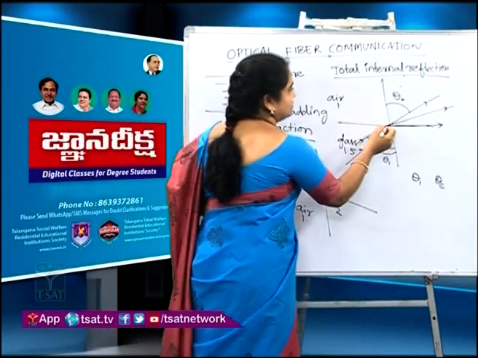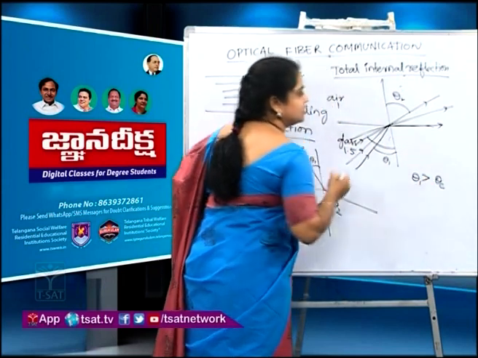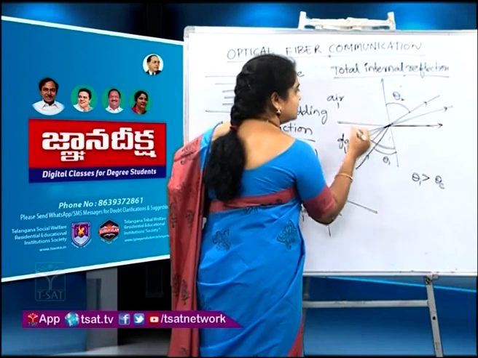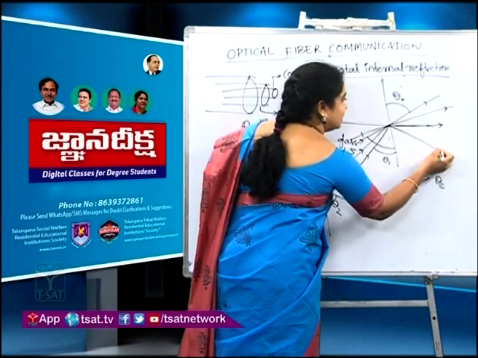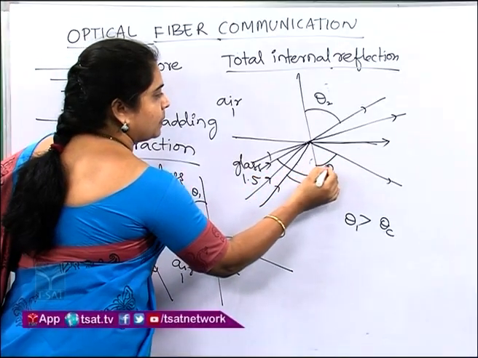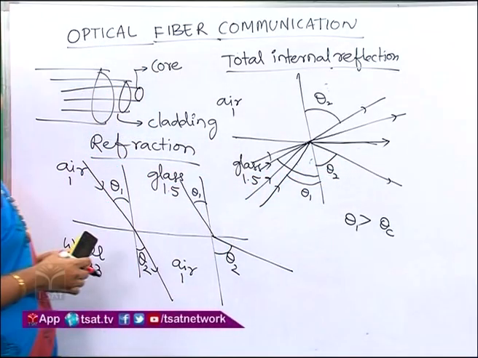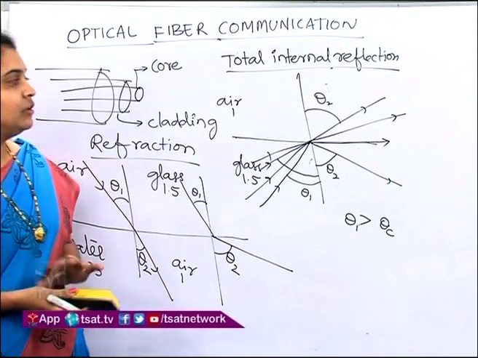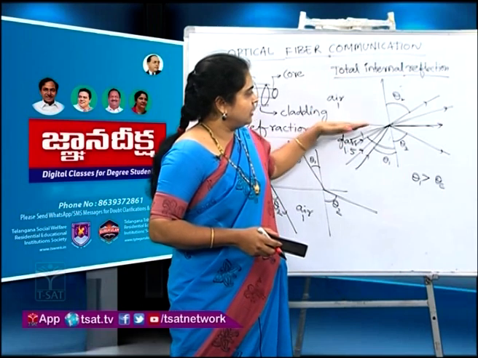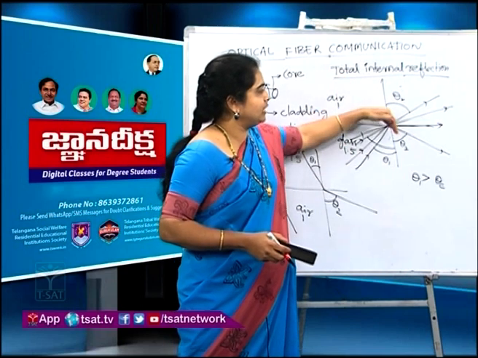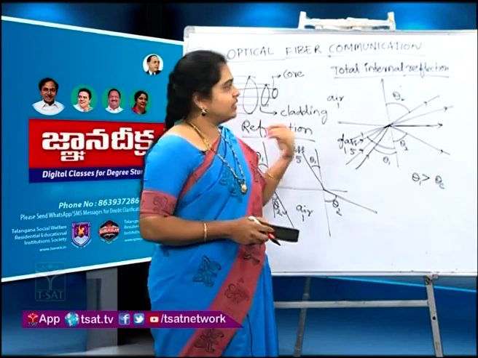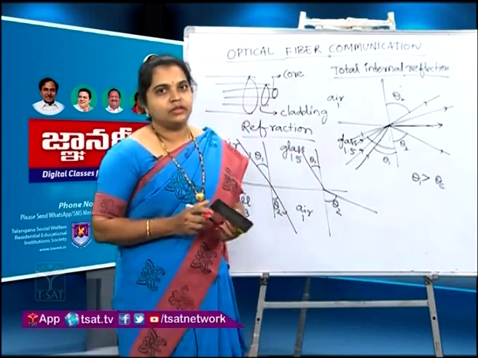Again, if you increase the angle of incidence beyond the critical angle, what happens? The light is reflected into the same medium. Here, without energy loss, all the light is reflected internally into the same medium. Without energy loss, we are getting the light.